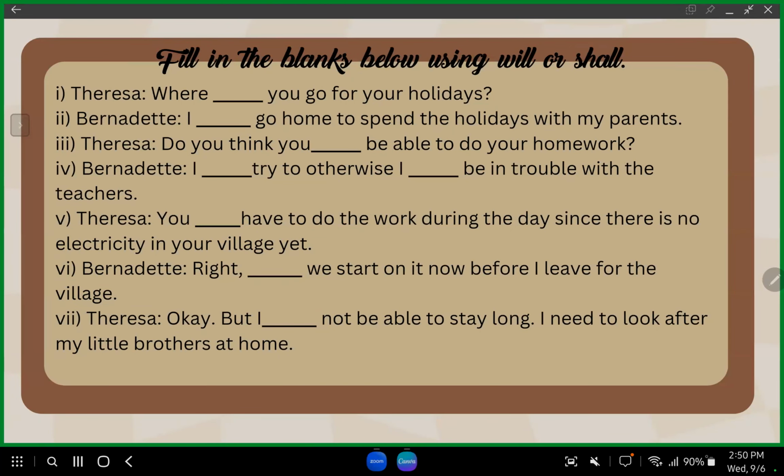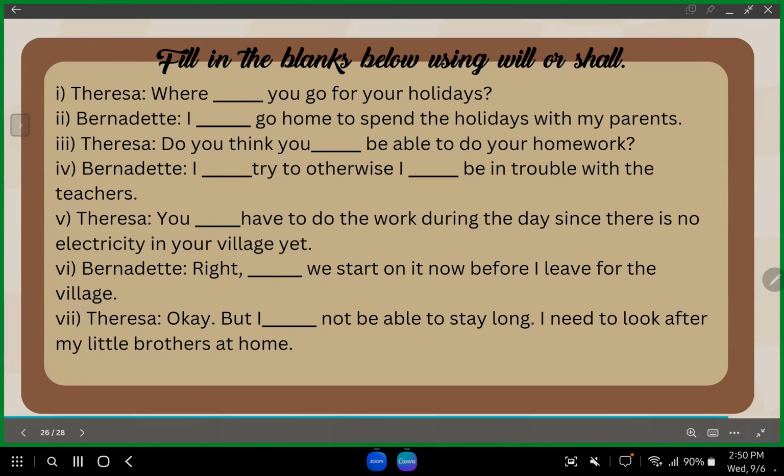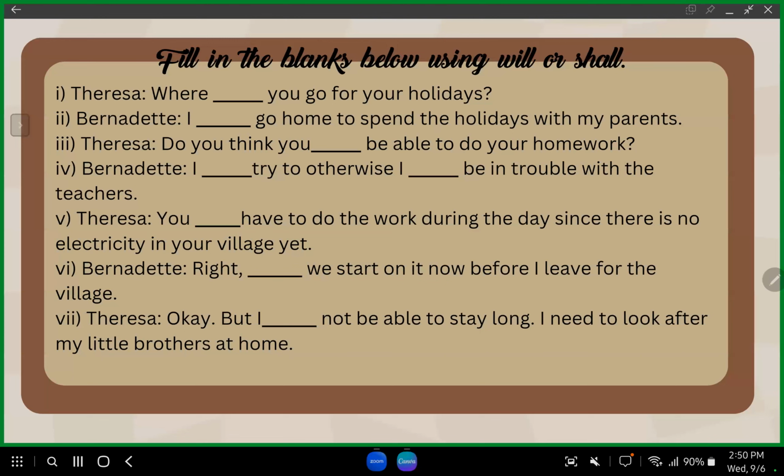I think one of our last activities, I want us to look at this dialogue and we fill in the blank spaces with what you think we're supposed to put, with either will or shall. We have Teresa and Bernadette as our main discussants. Is there anybody who would like to please help us fill in the blank for the first statement?